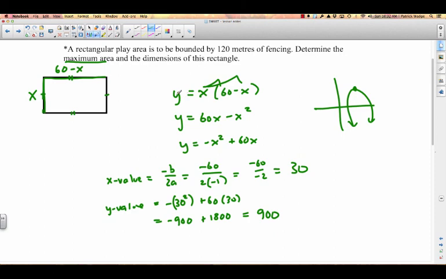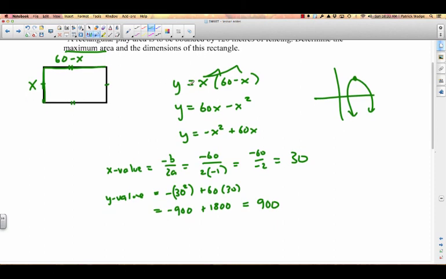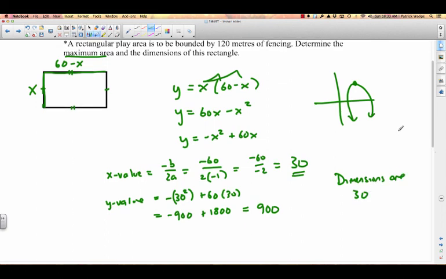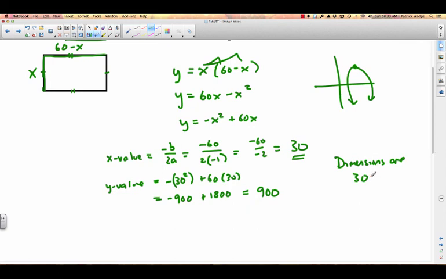So what have we found here? We want to find the maximum area and the dimensions of the rectangle. Are these the dimensions of the rectangle? Is it 30 times 900? No, it's not. x is 30, so we found x. This is 30, which means this side here is 60 minus 30. Well, 60 minus 30 is also 30. So the dimensions are 30, what are we talking about here? Feet, meters, meters. The dimensions are 30 meters by 30 meters.